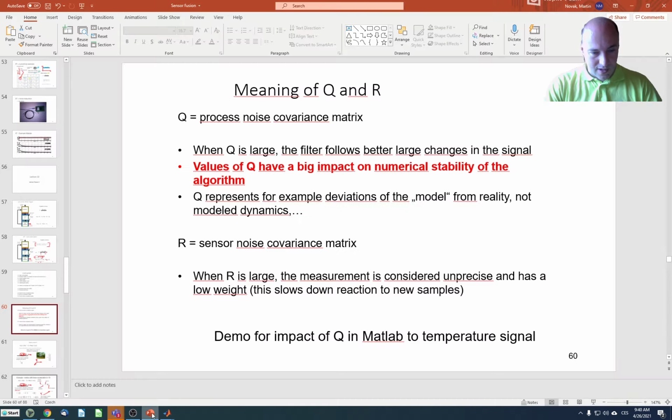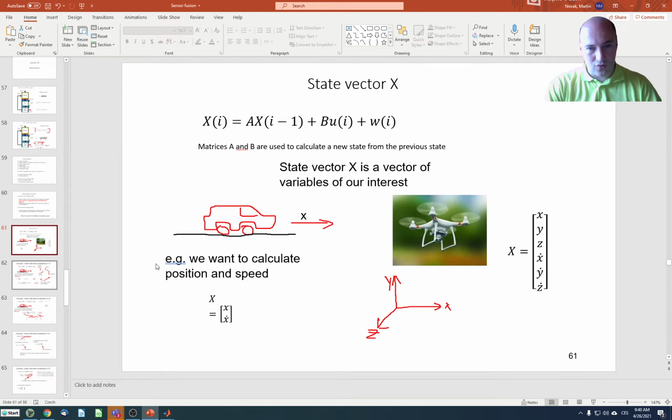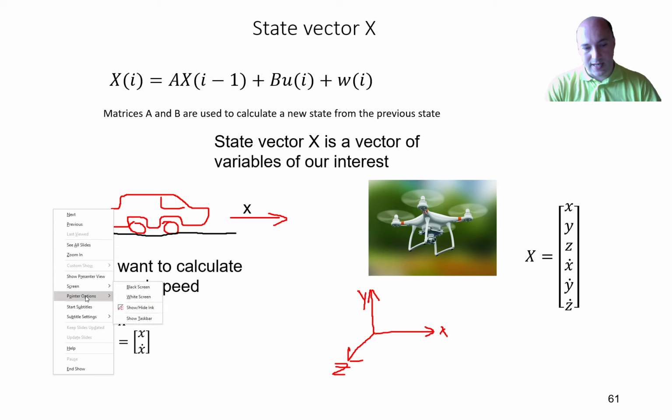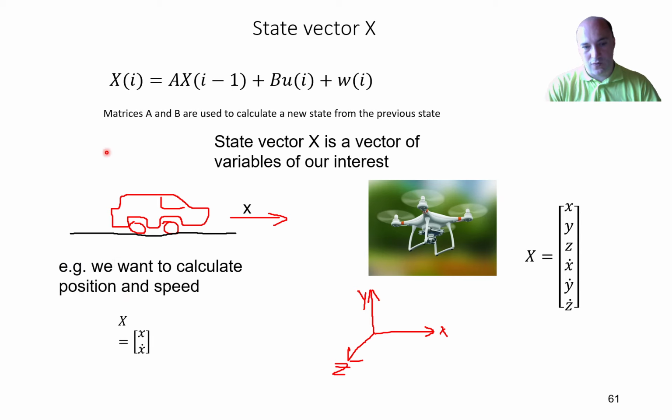I think I will run the demo a little bit later so that we can see the impact of the value of Q in a minute, and I will go to some example that will tell us how we can actually get the values of the matrices A, B, and Q, and P and R in our calculation. So let's imagine the following example.